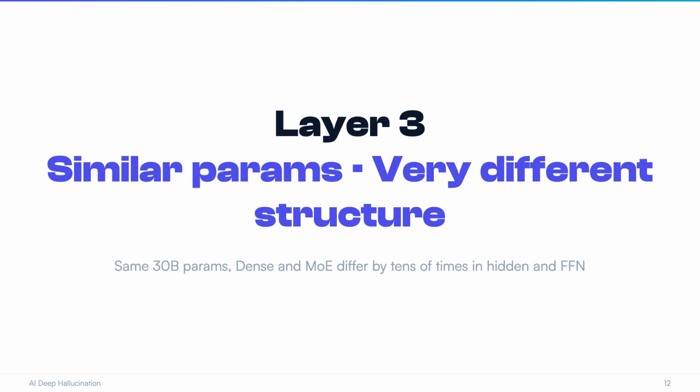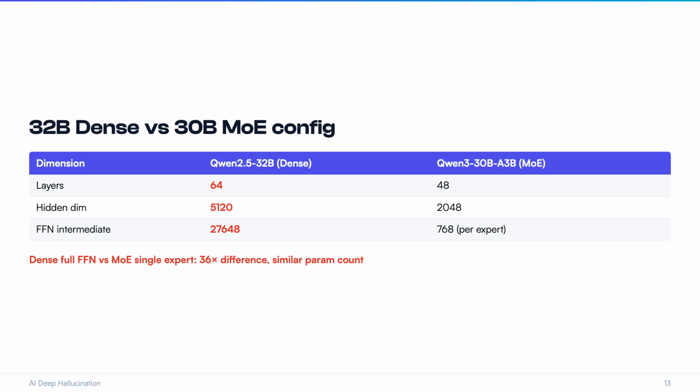This is the most interesting part. Qwen has 2 models with similar param counts, one dense, one MoE. Different to what extent? Qwen 2.5 32B is dense, 64 layers, hidden over 5,000, intermediate over 27,000.